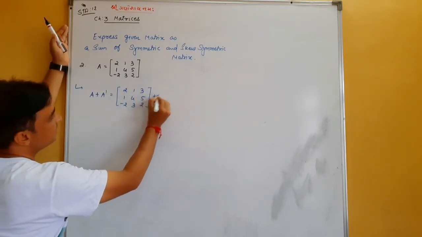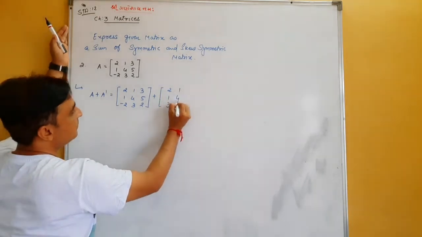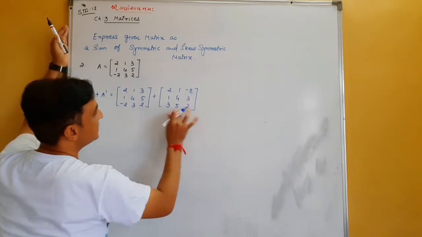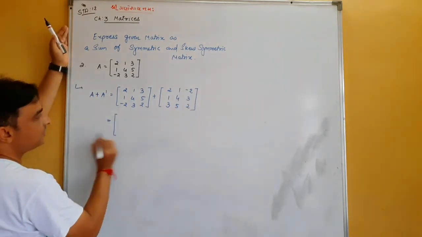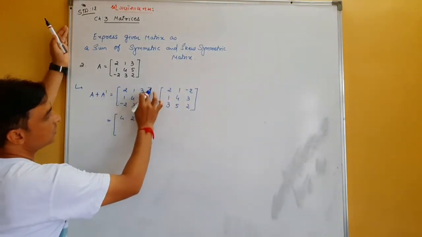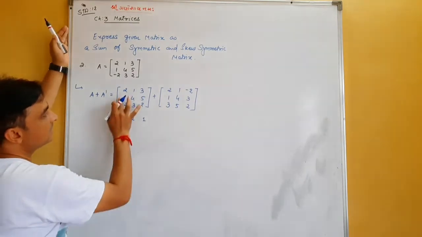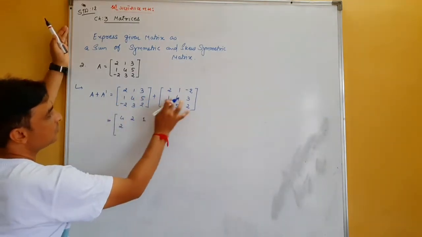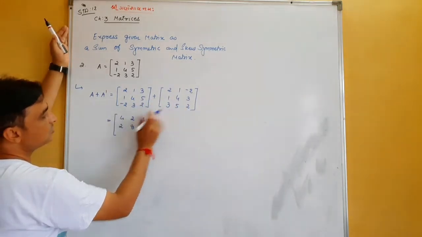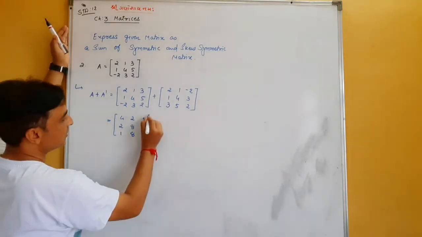This is A, plus A dash. Here A is [2 1 3; 1 4 5; -2 3 2] and this is A dash. Sum of these two matrices: 2 plus 2 is 4, 1 plus 1 is 2, 3 minus 2 is 1. Then 1 plus 1 is 2, 4 plus 4 is 8, 5 plus 3 is 8. Then minus 2 plus 3 is 1, 3 plus 5 is 8, 2 plus 2 is 4.